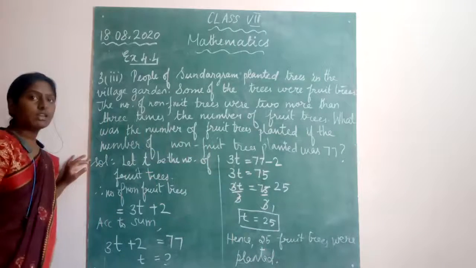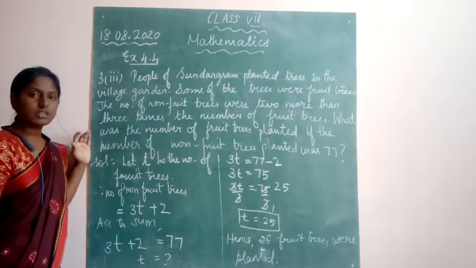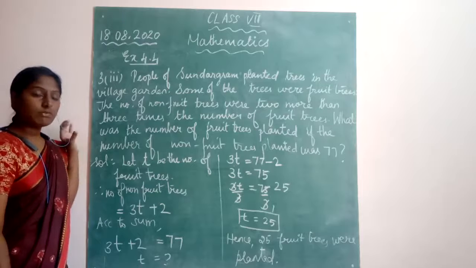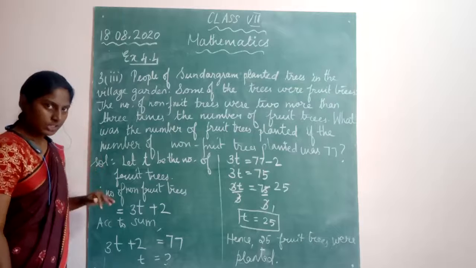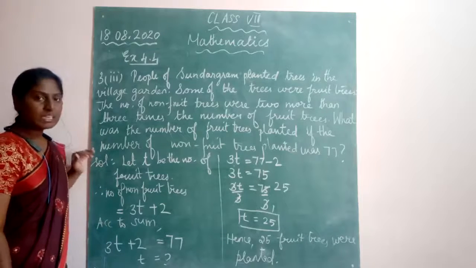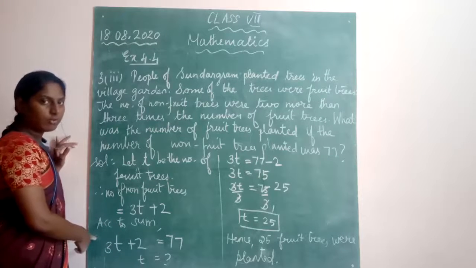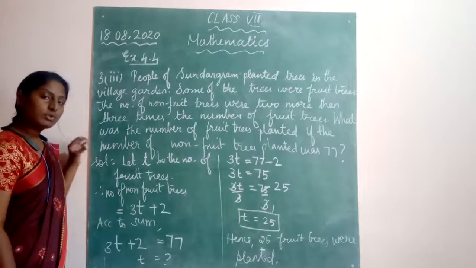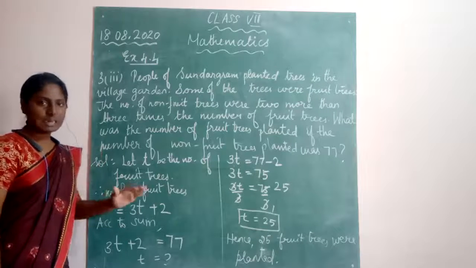Is it clear? So however big the question may be, you have to read the question thoroughly 2 or 3 times, and you have to find what we have to take as the unknown variable, and then we have to form the equation, and then we have to solve it. Some clue will be given in the sum, like 3T plus 2, number of non-fruit trees is given as 77. Something like this will be given in the question. So you have to look for it and form the equation and solve for the unknown variable step by step. Is it clear?